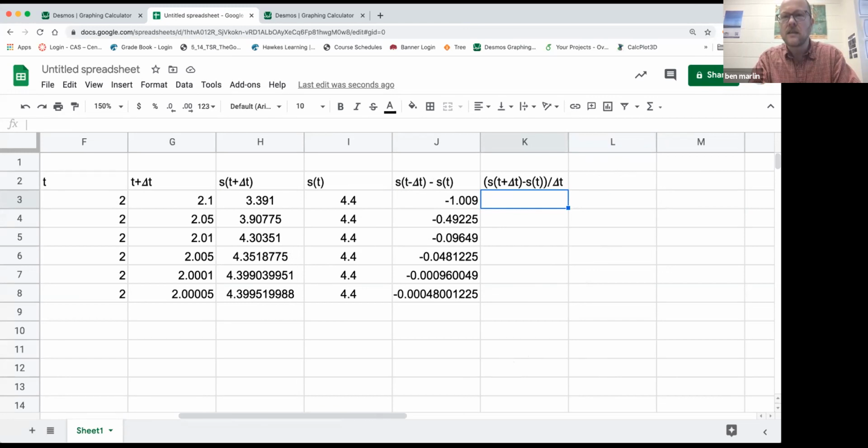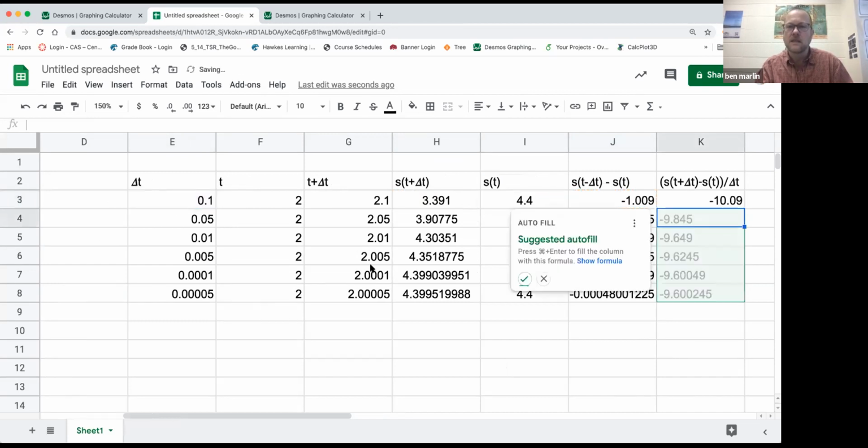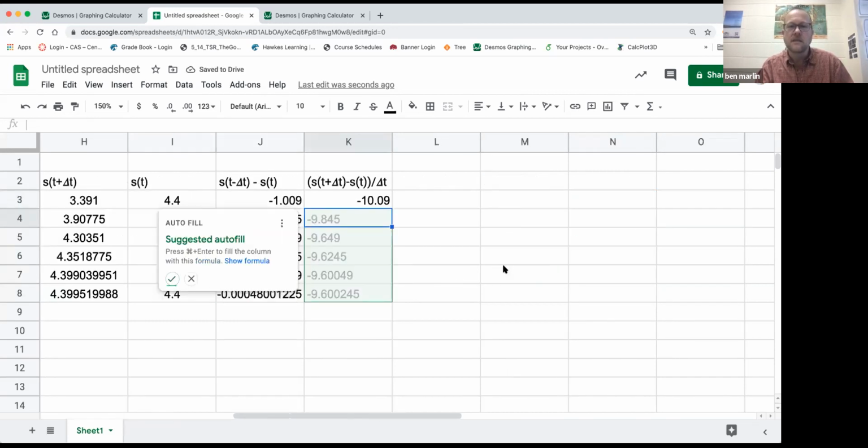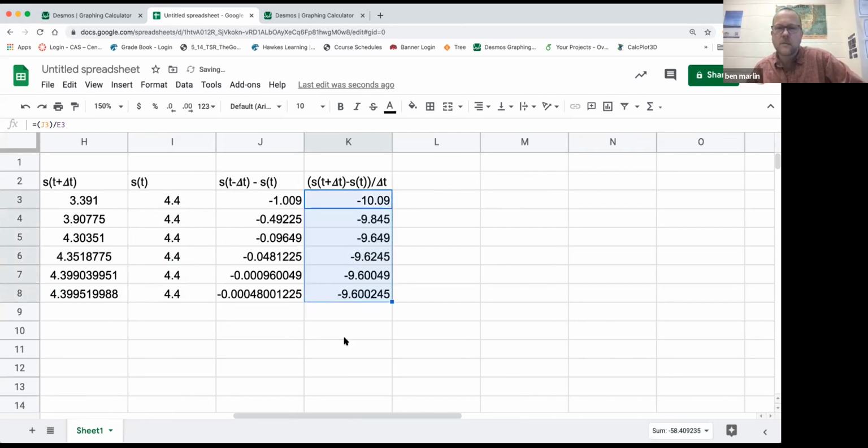So we will say equals, and we'll just grab that right over there, the S of T plus delta T. Oh, I guess I didn't need the parentheses after all. But divide by, now we have to go back and find the delta T over there, and then we can hit enter. It wanted to fill in, and I clicked the wrong thing. Okay, clicking in there, and I'm watching what's happening.